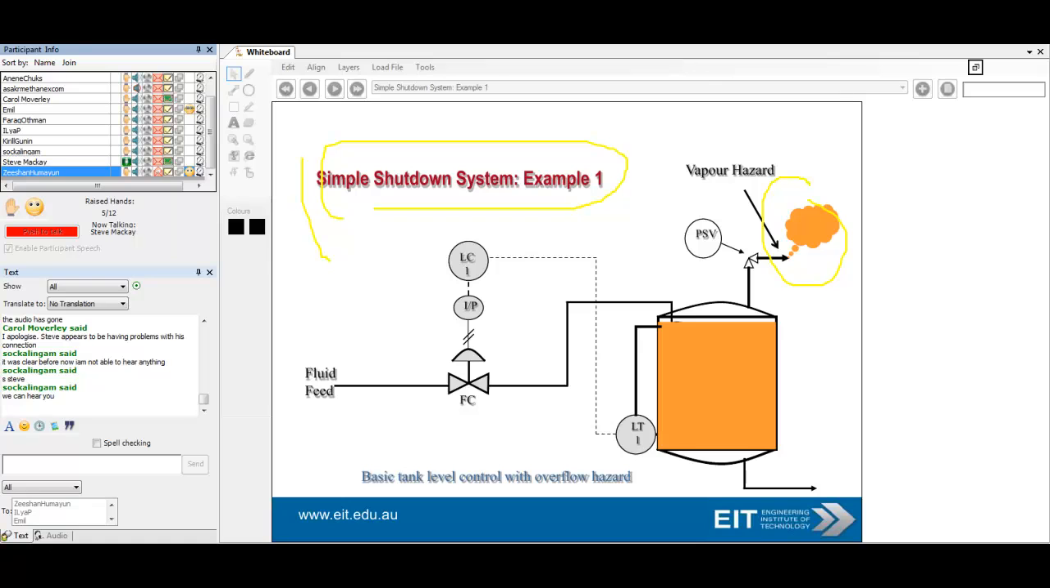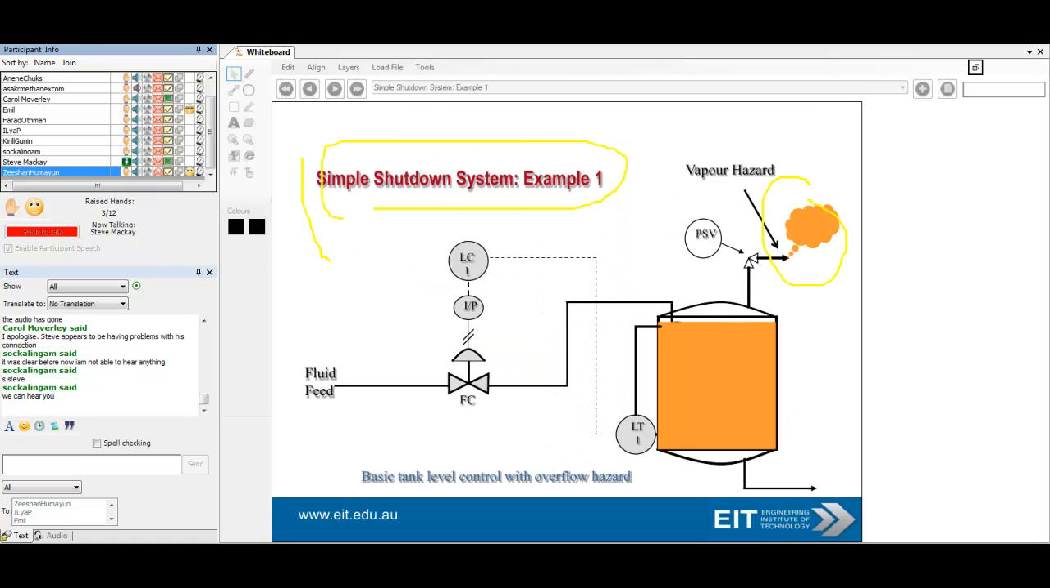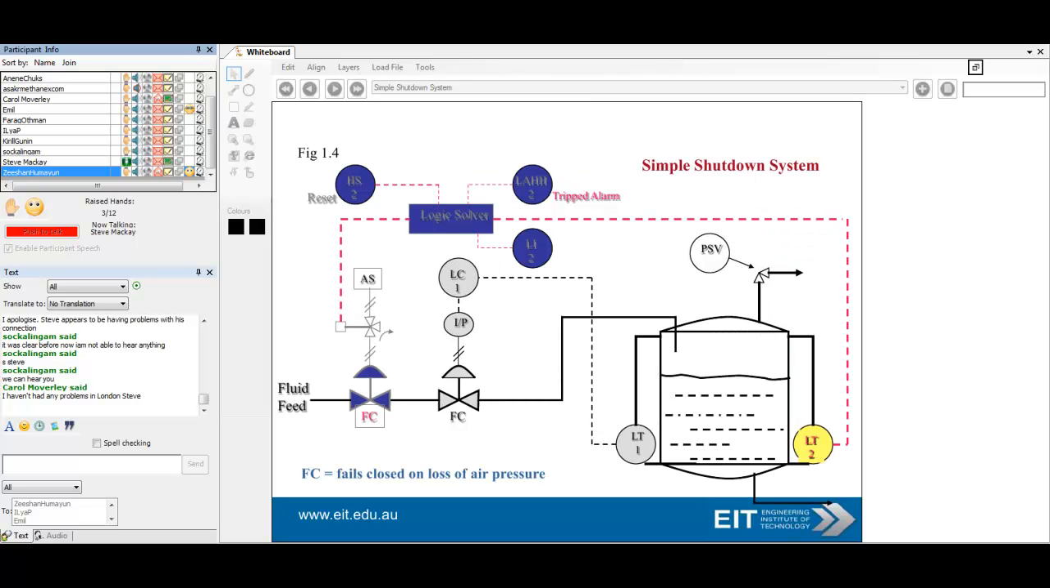So basically, we've got a simple shutdown system here. Just to recap, I'm really looking at risk and hazards, and then I want to go on to talk about SILs. As you can see, we're looking at level control and, obviously, a valve, with a very simple overflow hazard here. The idea is to avoid having overflow, otherwise you'd have a hazard. Here's another simple shutdown system, where we've got a system with valves closed on loss of air pressure. Again, a simple shutdown system, as we describe here. Now, obviously, there's also the multiple-stage plant trip and emergency shutdown system. Two stages, stage one and stage two.